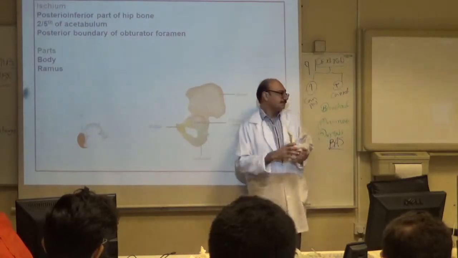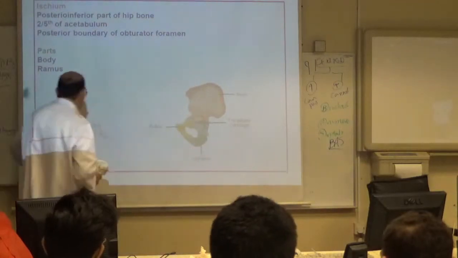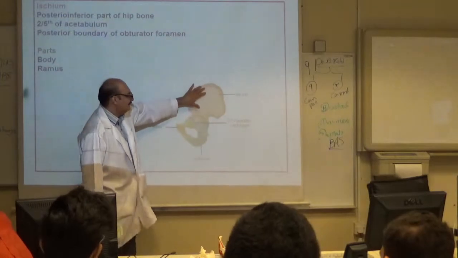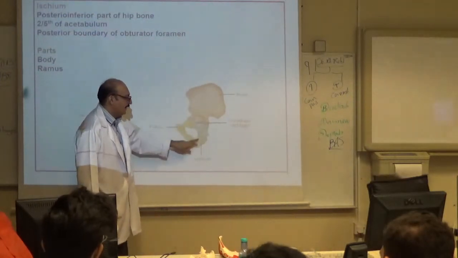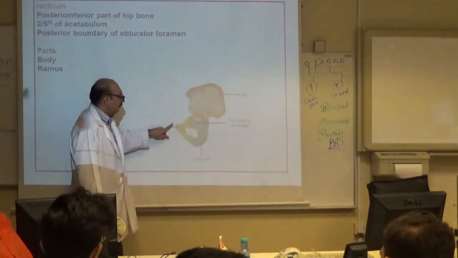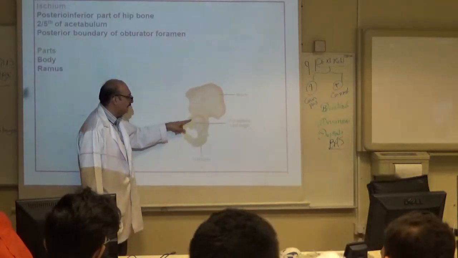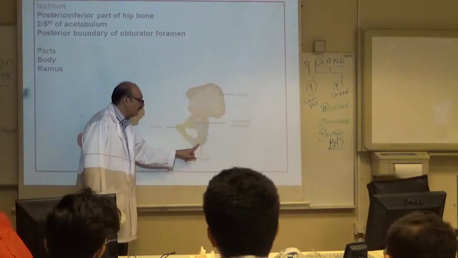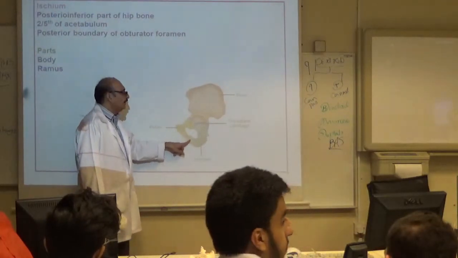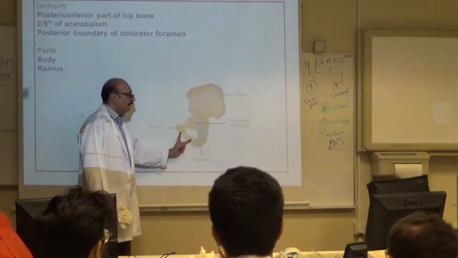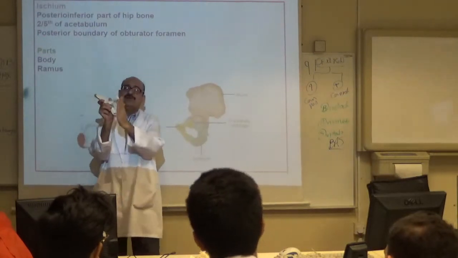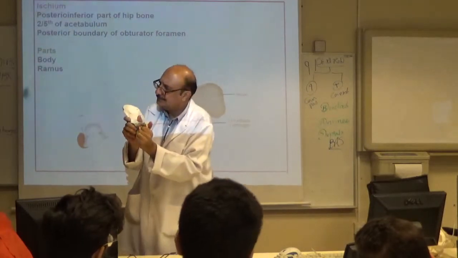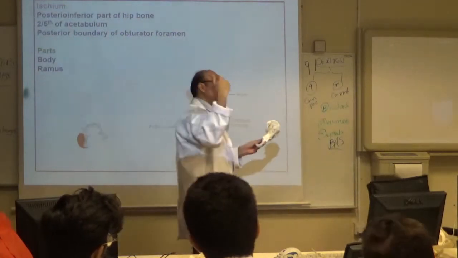Again, to show you. Ilium, pubis, ischium. The body of the pubis has a superior ramus and an inferior ramus. The inferior ramus is again joining one ramus of the ischium. So this combined ramus is called the ischiopubic ramus. Clear now? Yes. Good. Now we move to the ischium.